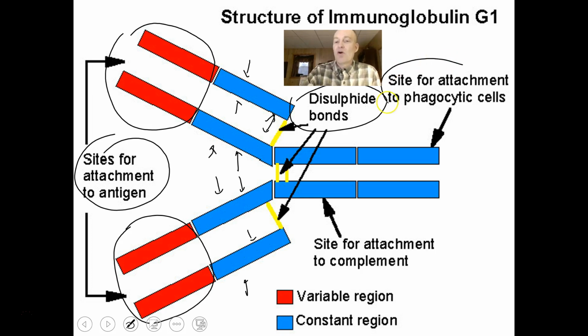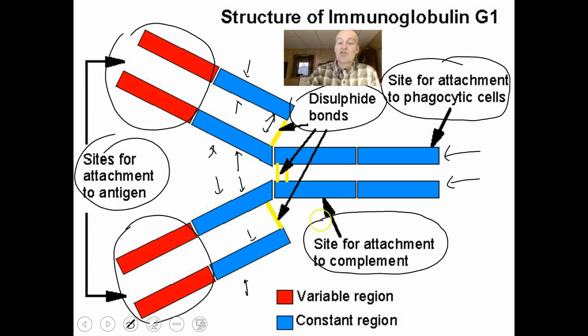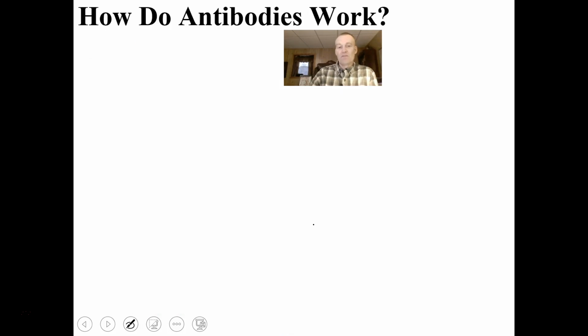There are sites for attachment for phagocytic cells. So if this antibody sticks to a bacterium, there's a place here, almost like a bullseye, that tells a phagocytic cell, hey, here's where you need to target. Complement will also stick to this antibody and become activated, so there are regions for that to occur as well.